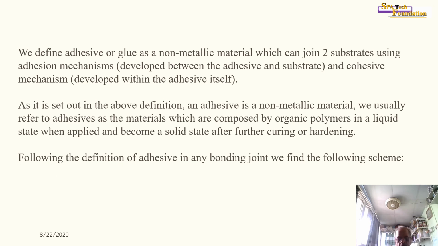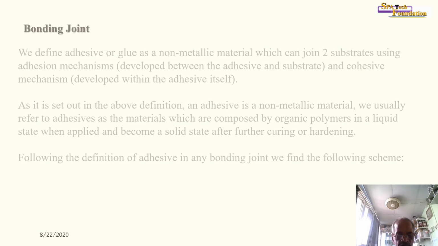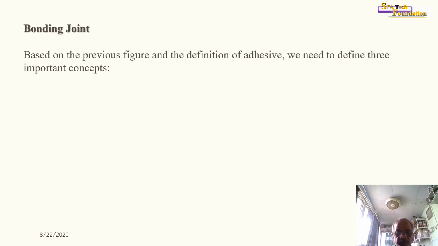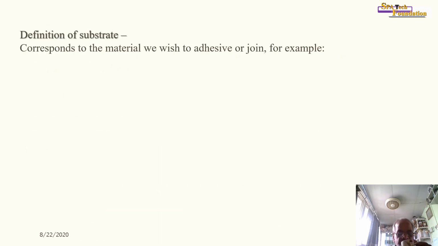Following the definition of adhesive, in any bonding joint we find the following scheme. Bonding joint. Based on the previous figures and the definition of adhesive, we need to define three important concepts: substrate, adhesion, and cohesion. Definition of substrate: the substrate corresponds to the material we wish to adhere or join.